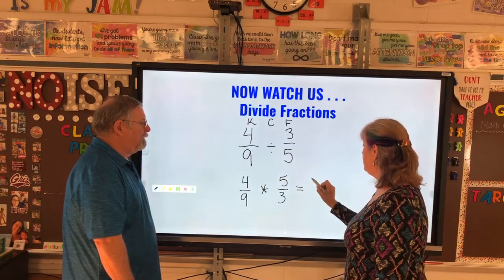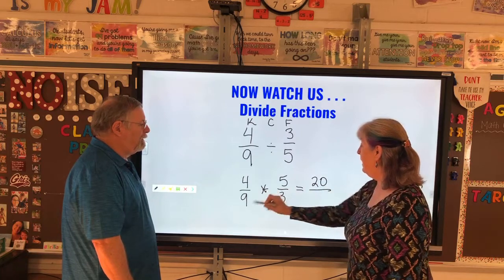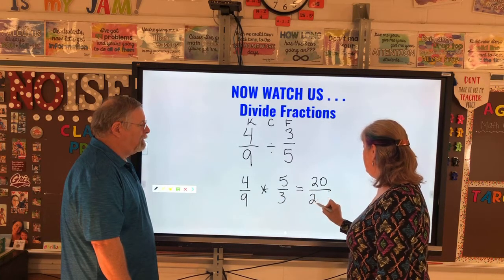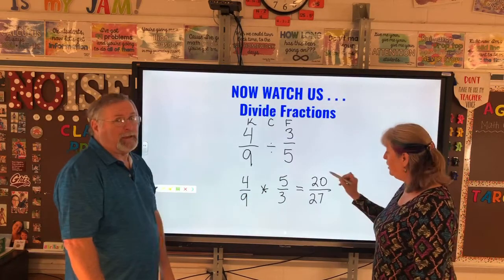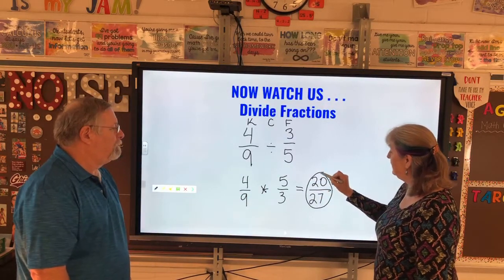4 times 5 is 20. 9 times 3 is 27. Just to be sure, since we couldn't reduce here, we can't reduce there. So 20/27 is in lowest terms.